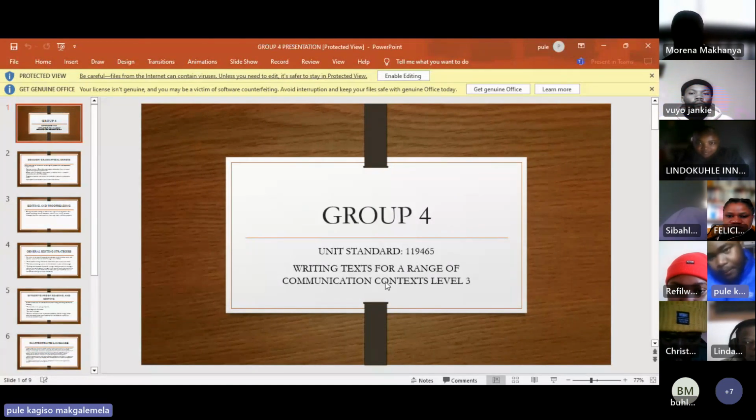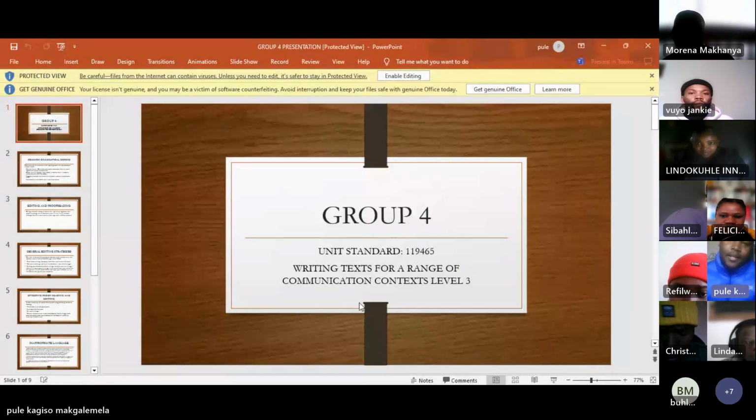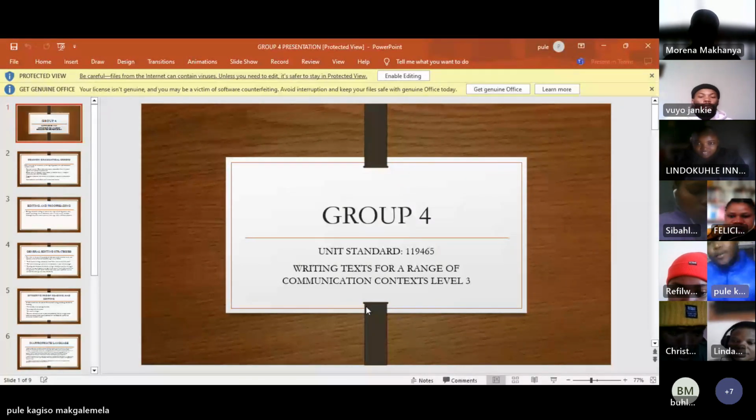This group work is done by Rate, Palisa, Promise, Refilo, and I, Pule.